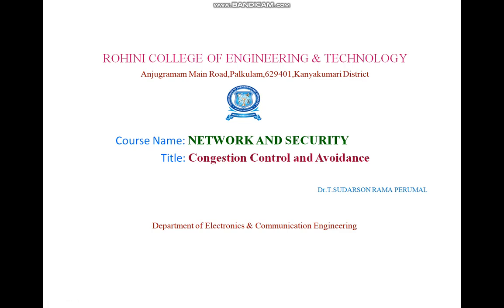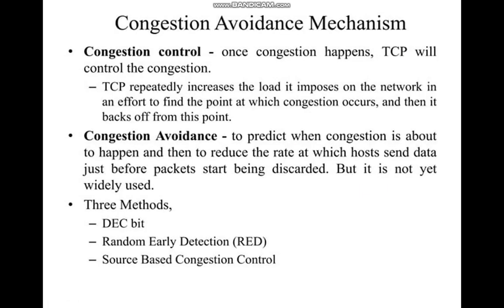Today we are going to see about congestion control and avoidance. Congestion control: once congestion happens, TCP will control the congestion. TCP repeatedly increases the load it imposes on the network in an effort to find the point at which congestion occurs, and then it backs off from this point.